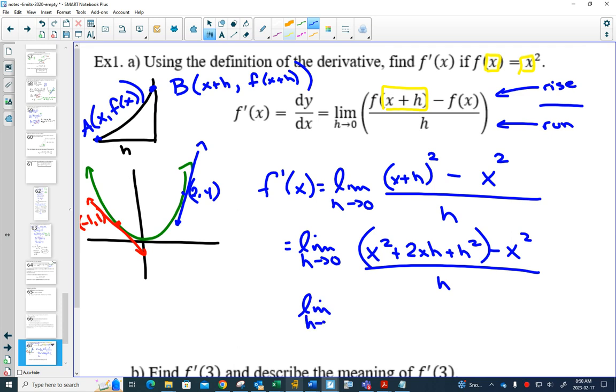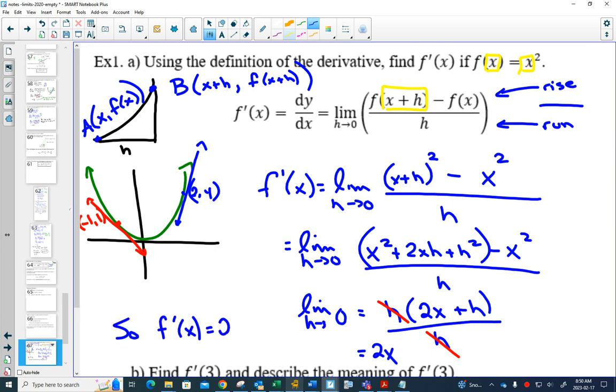This gives me the limit as h goes to 0 of, and we notice that my x squared minus x squared cancel out. And then the two terms that I'm left with, they both have an h. So I'm going to factor that h out. And those h's cancel, which is what I wanted because now I can apply the limit. The limit, plug in 0 for h, is just 2x.